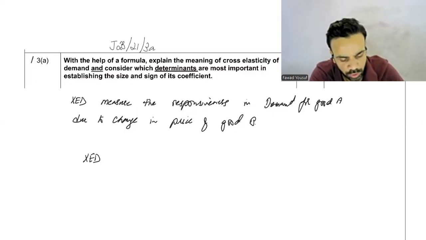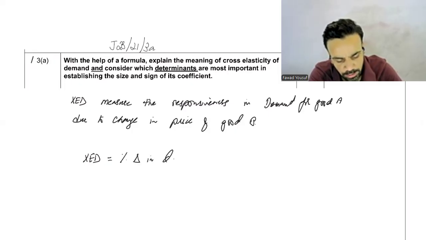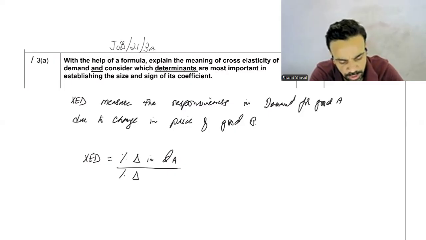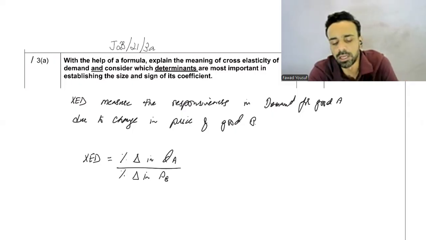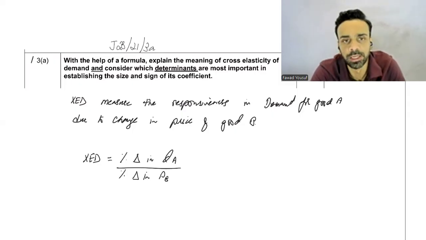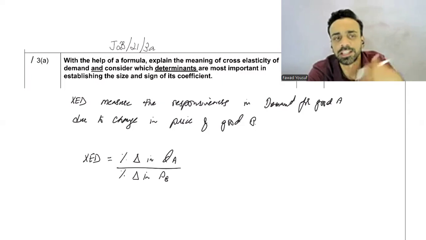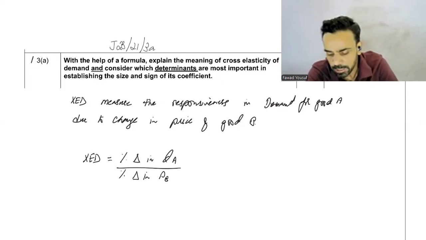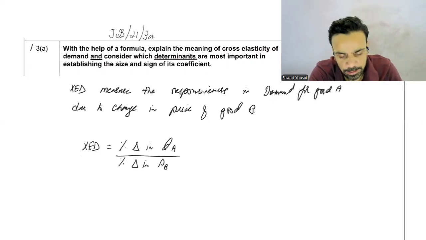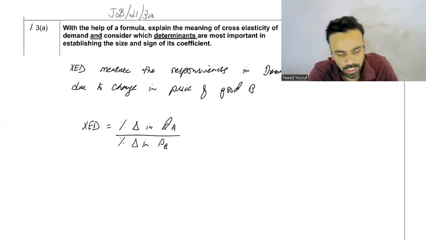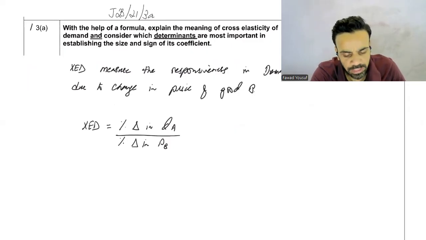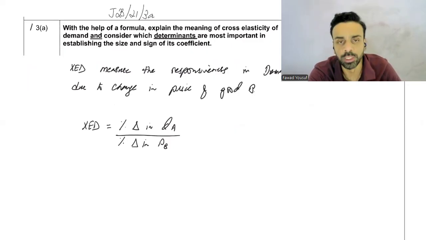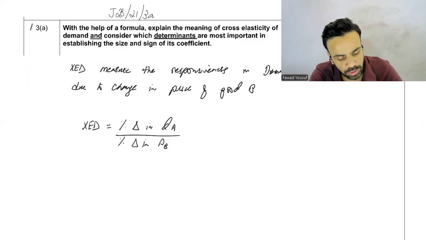XED is equals to percentage change in quantity demanded for good A divided by percentage change in the price of good B. अब इसको आपने आसान लफ्जों में समझाना है. You can do it in simple English also, but once you've done this, then my recommendation is then you can explain in other terms. फिर उसके बाद third mark for knowledge and understanding, मेरी नजर के अंदर there are two things that we can talk about.